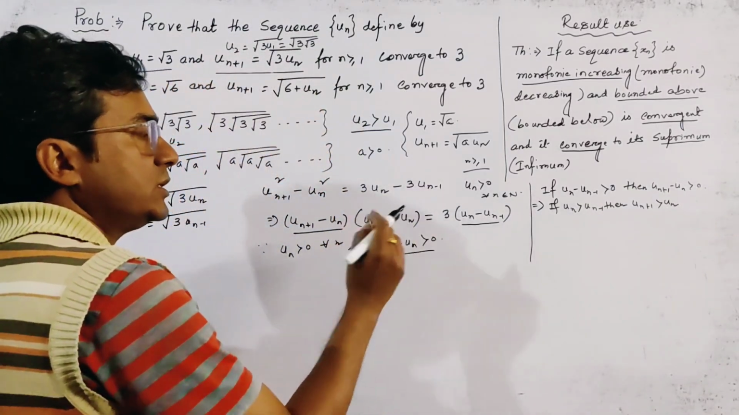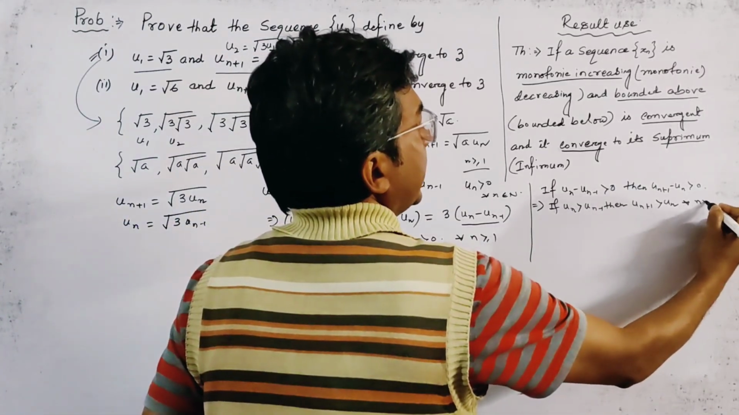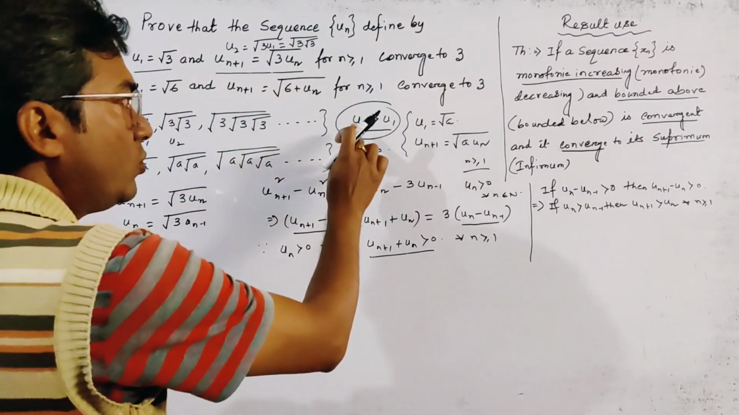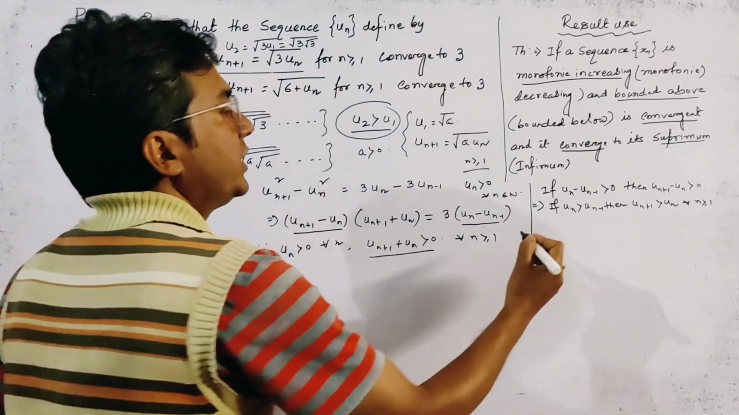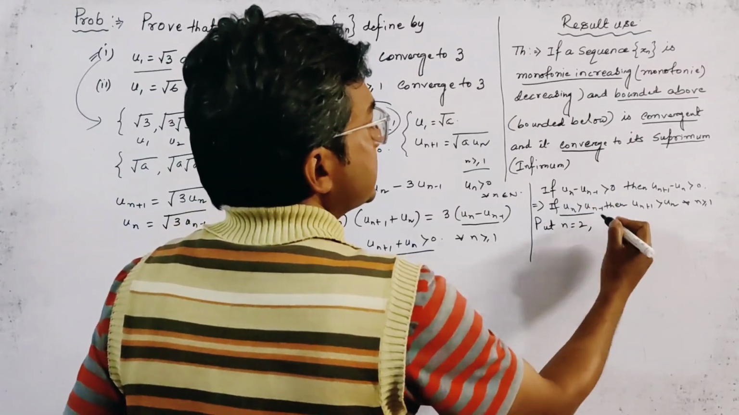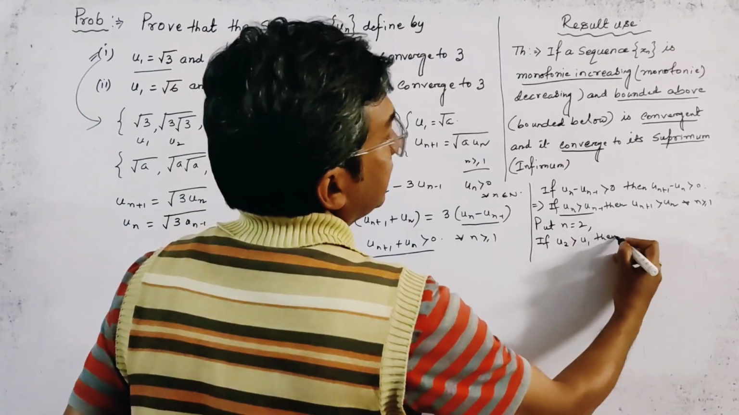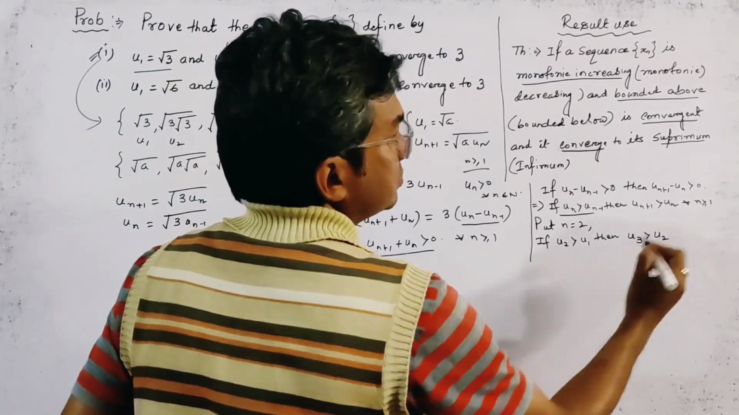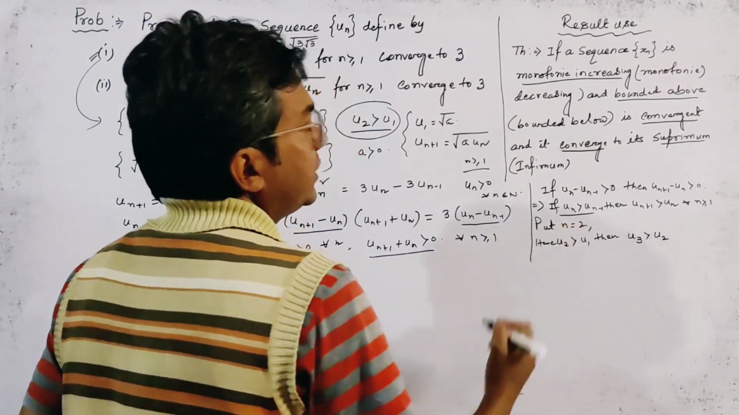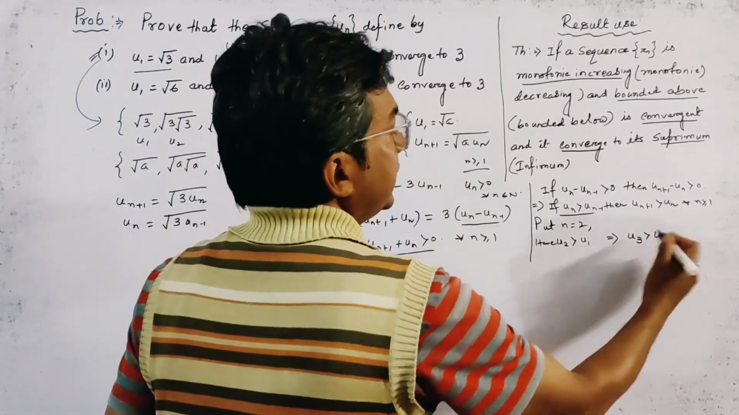Okay, and this relation holds for all n greater than or equal to 1. So we write this is for all n greater than or equal to 1. Now we already get from this relation u2 greater than u1. Now if we put n equal to 2, then we get from this, if u2 greater than u1, then u3 greater than u2. We already get u2 greater than u1, so this implies u3 greater than u2.